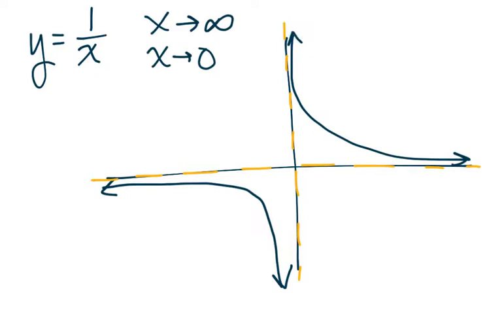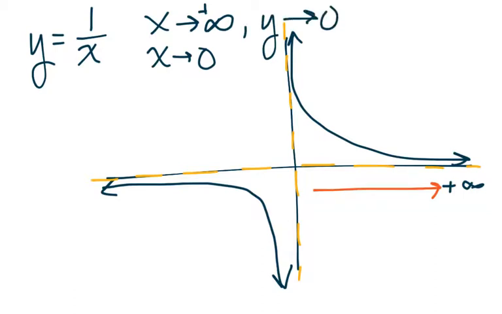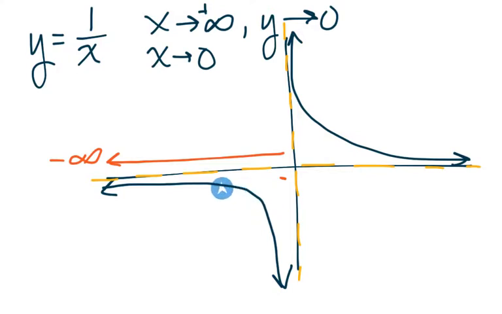So the first thing I want to know is what happens as x goes to positive infinity. Positive infinity is going to be way over here. As my x goes this direction, I'm going to use a different color. As my x gets closer and closer to positive infinity, we can see that our outputs get closer and closer to 0. So as x approaches positive infinity, y approaches 0. Similarly, as x approaches negative infinity, our y's approach 0. They get really, really close to 0, but they don't ever quite reach it.